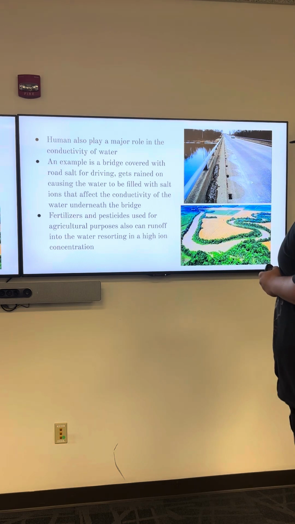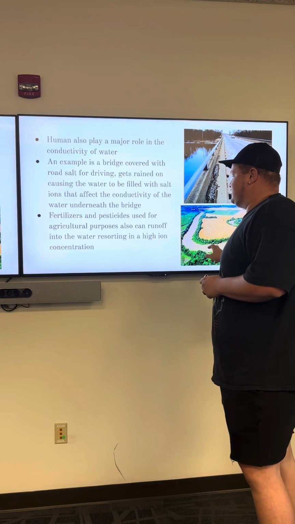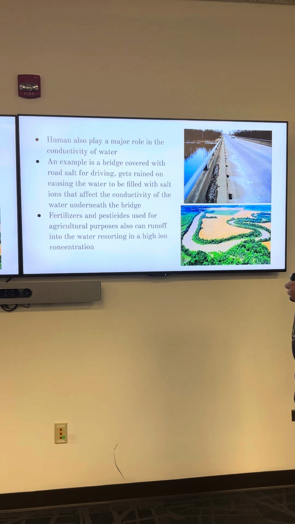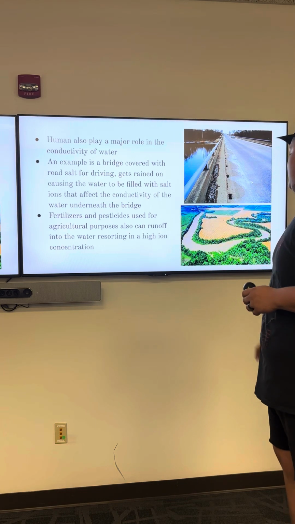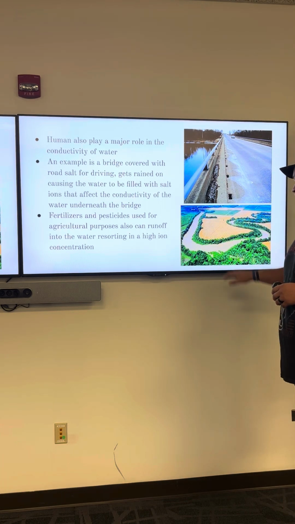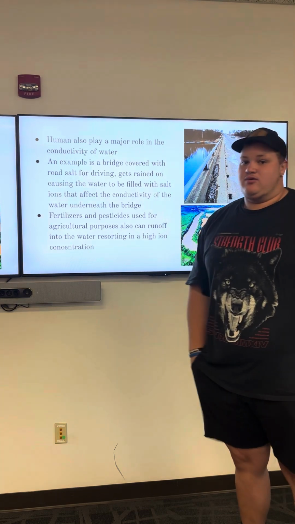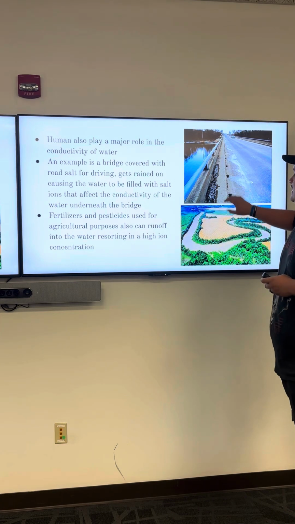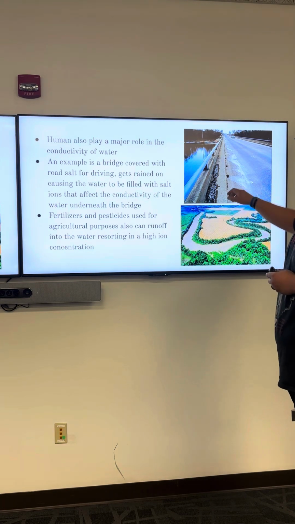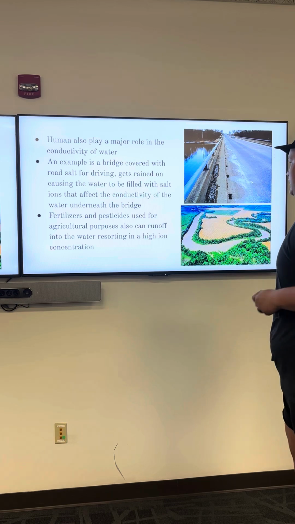Another human example of how we affect the conductivity of water is fertilizers and pesticides used for agricultural purposes, which can run off into water, resulting in a high ion concentration. It goes back to the point that it's not the pure water itself that's conductive of electricity, it's what's found in it, the ions and the chemicals. But how often do we have pure water? Very rarely in a natural environment. So that's two examples of how humans can affect the conductivity of water.